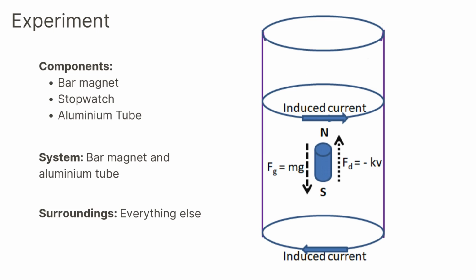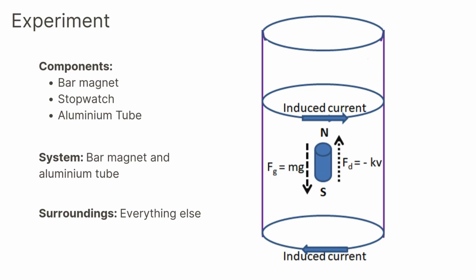Now for the experiment itself. The experiment was to drop a bar magnet through an aluminum tube and to time how long it took to fall. The components were the bar magnet, the aluminum tube, and the stopwatch. The system was the bar magnet and the aluminum tube, and the surroundings was everything else.